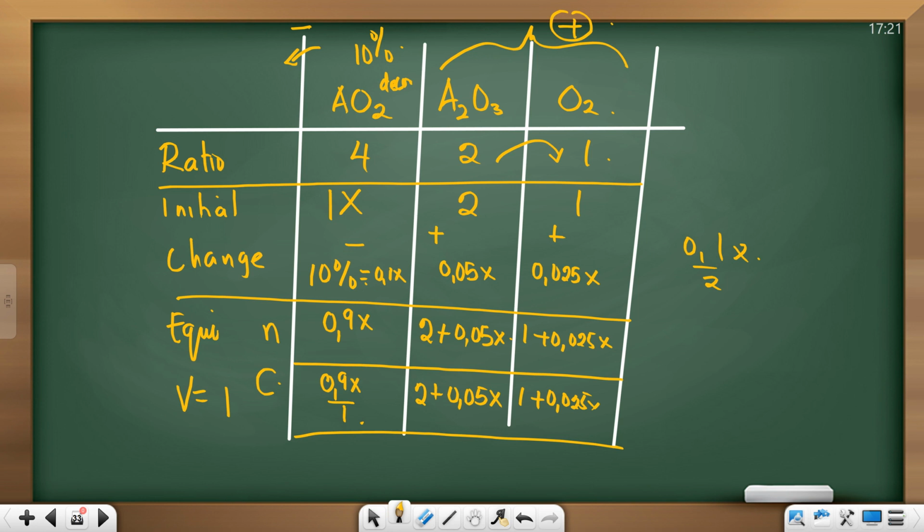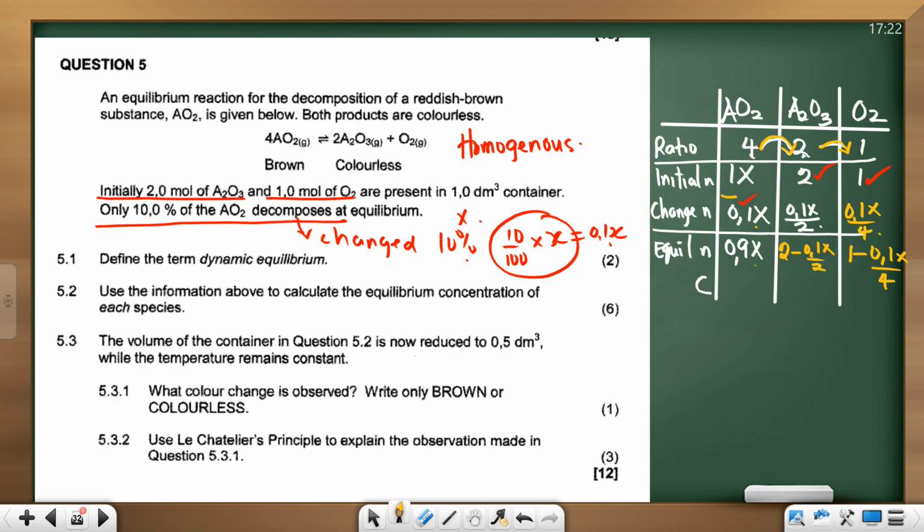Reactant, you subtract. Product, you add. All right. In this case, we will not be able to solve for x. Why? Because we don't have Kc. All right. We do not have Kc.